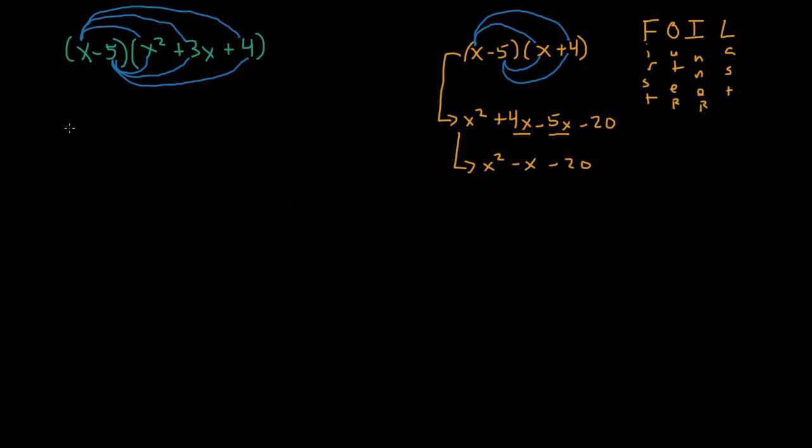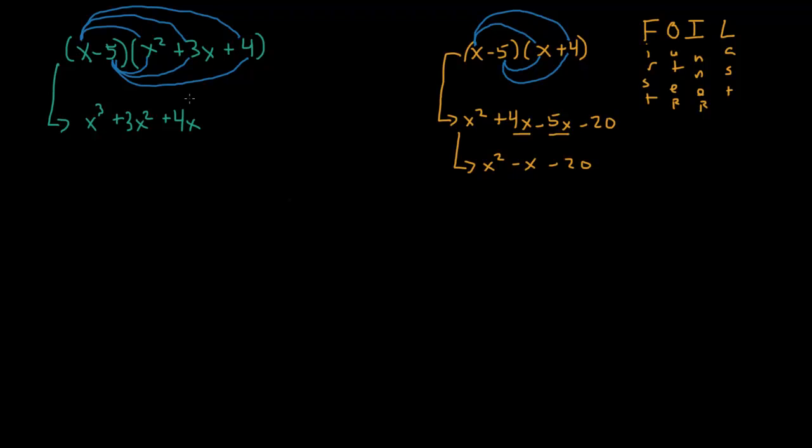So the first two things we multiply are x and x squared. Now, be careful here. X times x squared, that is x cubed. Okay? Now we're going to multiply x and 3x. Okay, x times 3x, that is positive 3x squared. Next we have x times 4, which is just pretty easy. That's 4x. Now we're going to multiply negative 5 by each of these three terms on the right.